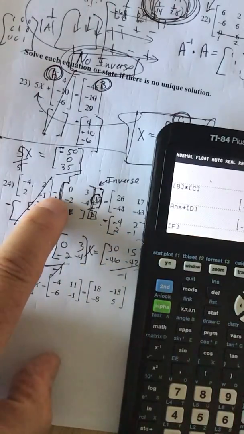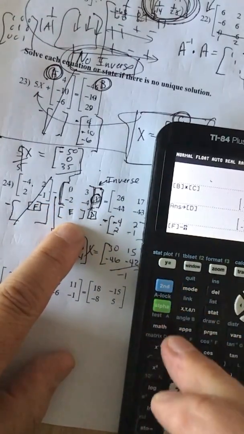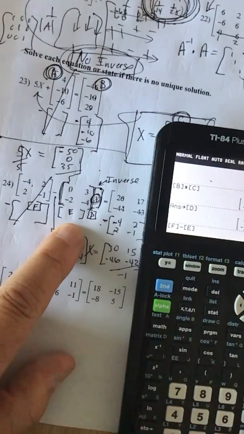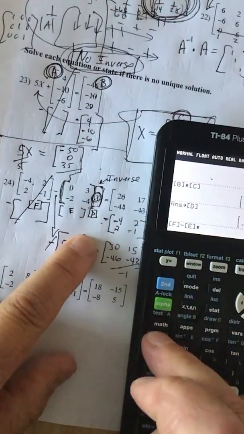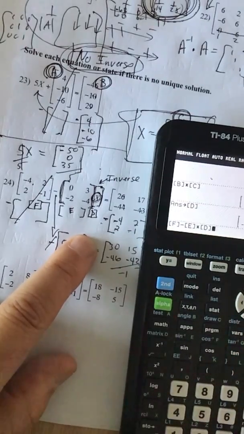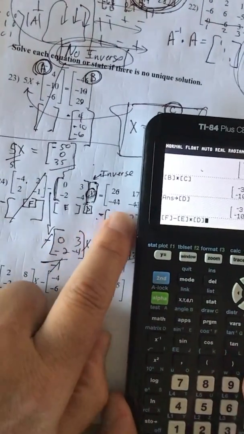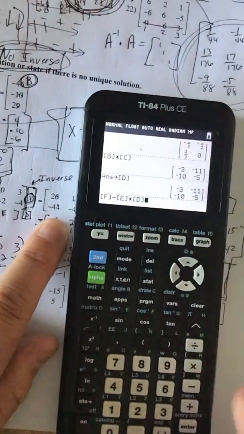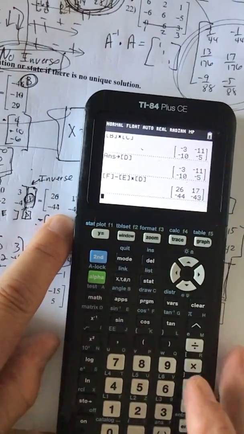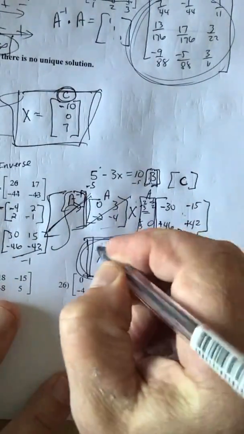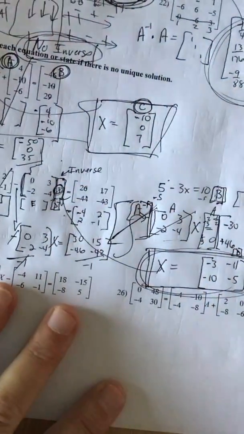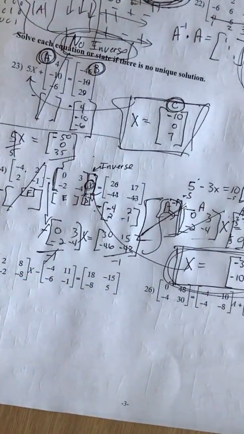Matrix F minus matrix E times matrix D. That should end up to be 26, 17, -44, -43. That's what we found. We found the missing matrix that makes this true.